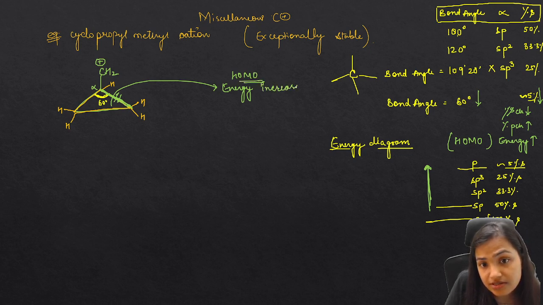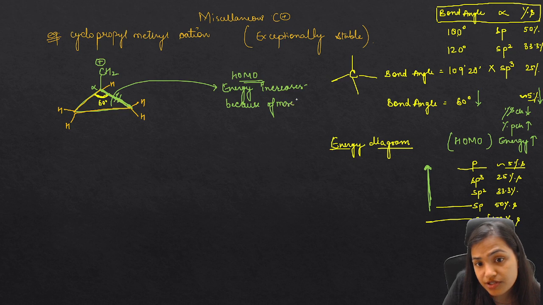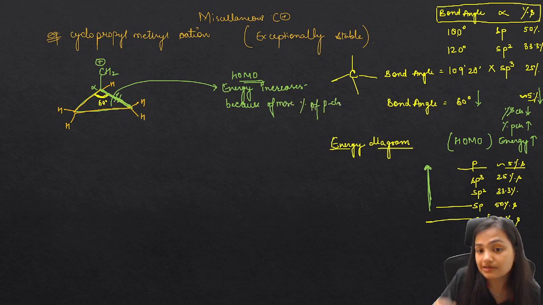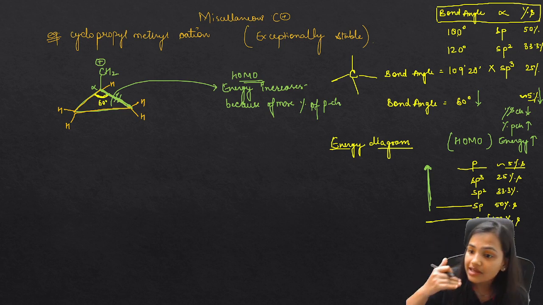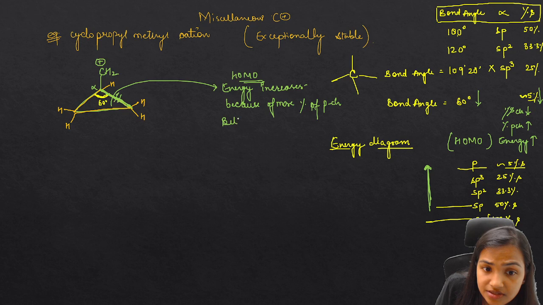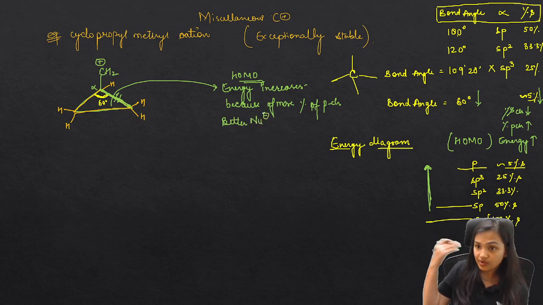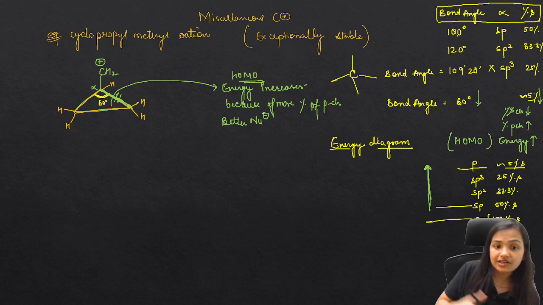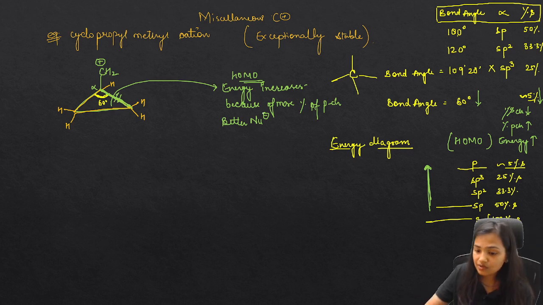Energy increases because of more percentage of P character. As the P character increases, the energy increases. As the energy increases, this becomes a better nucleophile, as compared to that of the other carbocations. Since this becomes a better nucleophile, now let me tell you.